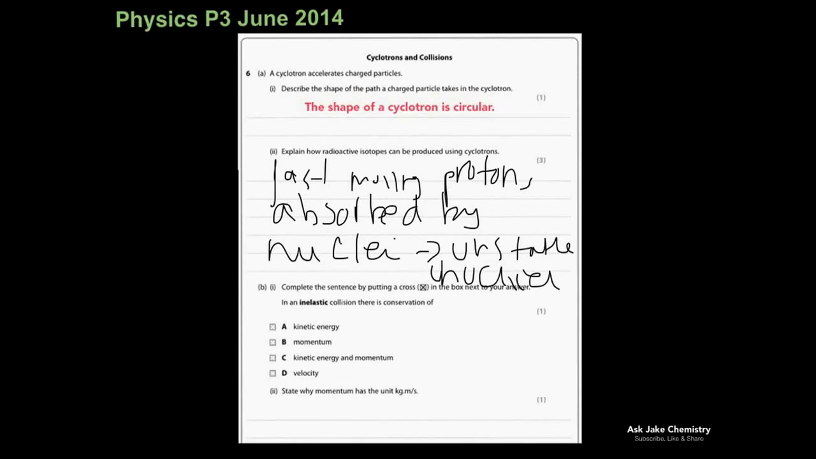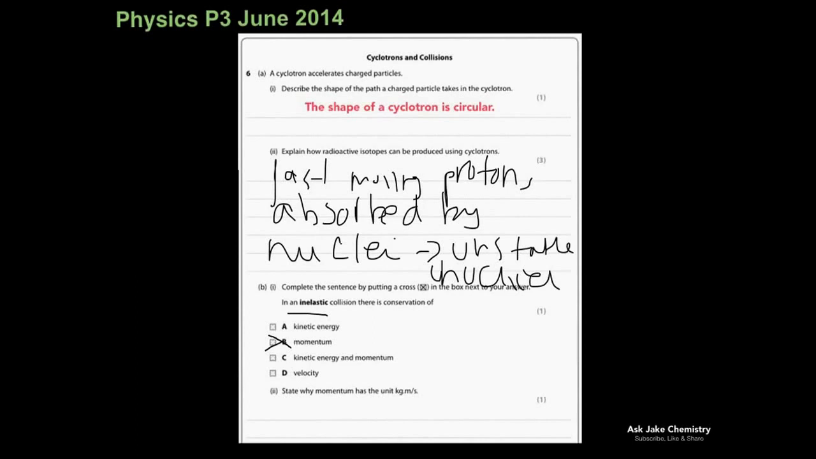In an elastic collision, there's a conservation of, and then you have to pick one. You have a 25% chance of getting it right. But always, in inelastic and elastic, there's a conservation of momentum. And inelastic means that the energy gets transferred into heat energy and sound energy. So it can't be kinetic energy and it can't be momentum. But if it was elastic, it would be C.